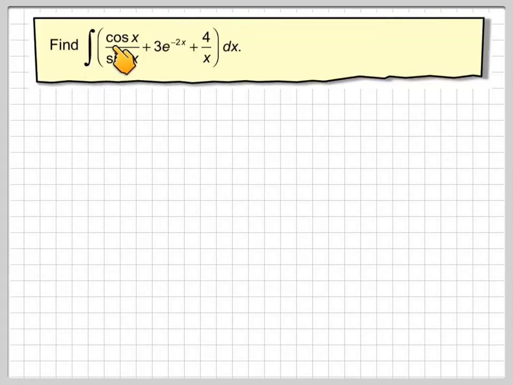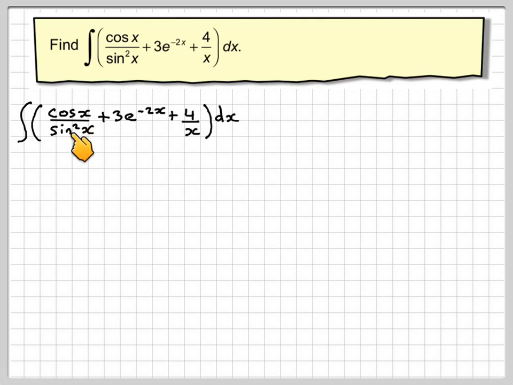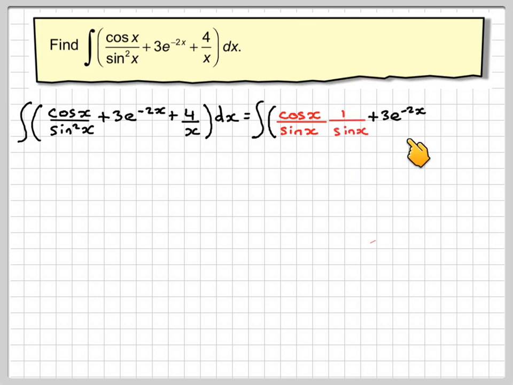Find the integral of cos x over sine squared x plus 3e to the minus 2x plus 4 over x dx. So let's just write that out. Cos x over sine squared x is equal to cos x over sine x, and then, because it was the sine squared, we're going to have also 1 over sine x, plus 3e to the minus 2x plus 4x to the minus 1 dx.